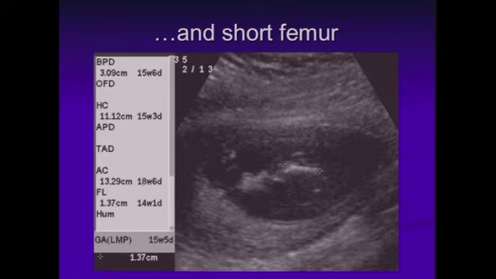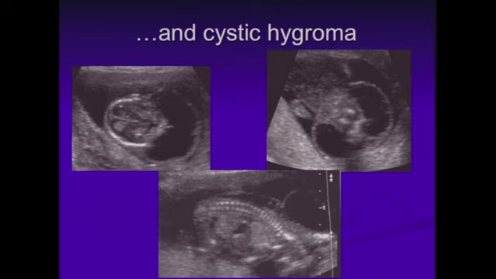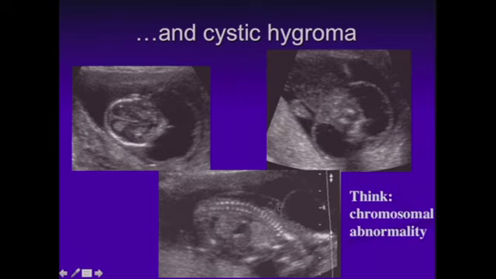So this kind of finding, when there's a short femur and other abnormalities, should really make you think of a chromosome problem. And here you can see that there's a cystic hygroma, big loculated fluid collection behind the neck, even extending down the back. So we're going to think about a chromosome abnormality in a patient like this.